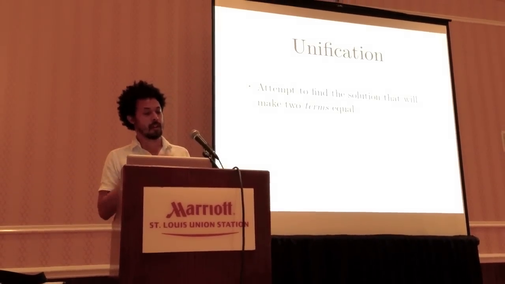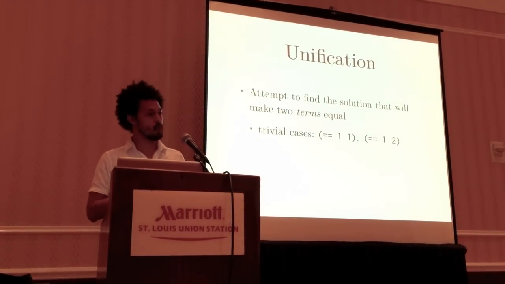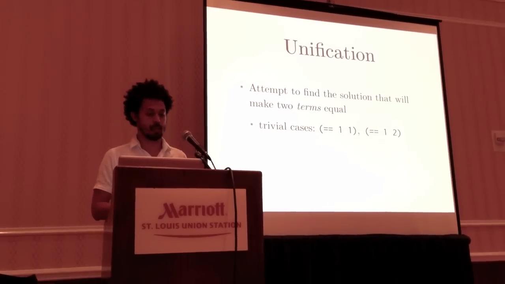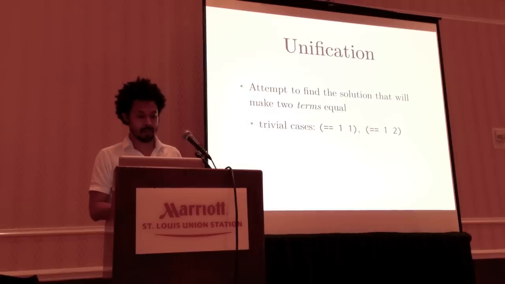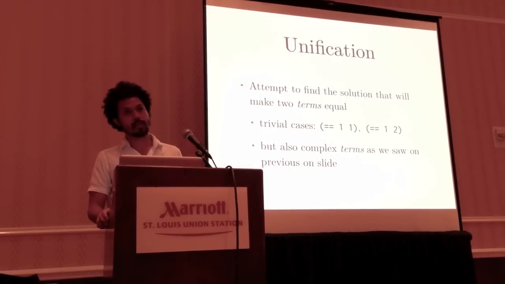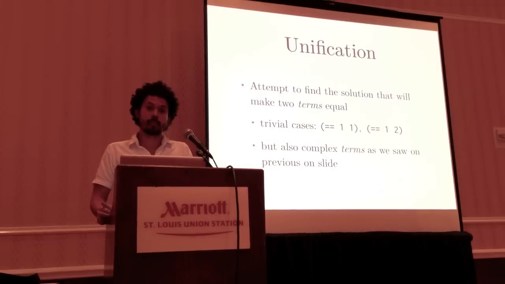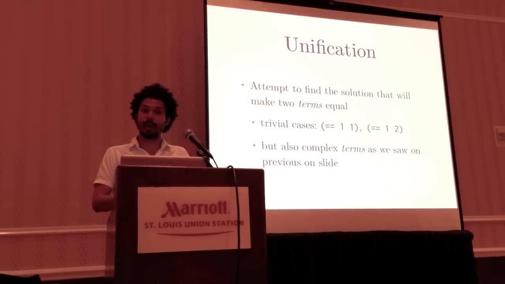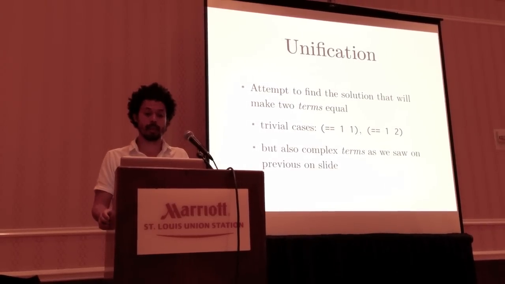So unification is an attempt to find the solution that will make the two terms equal. In trivial cases, you can unify 1 with 1, and that's trivially true. It's trivially false that 1 and 2 can be made equal. But as the previous slide showed... Go ahead. Do you do unification in the Clojure destructuring stuff too? We do. There is support for that. I'm not going to talk about it, but that's just sugar over the more basic thing.